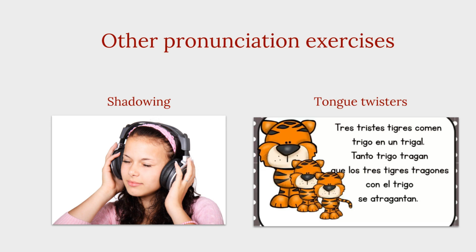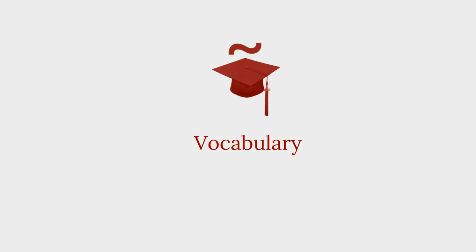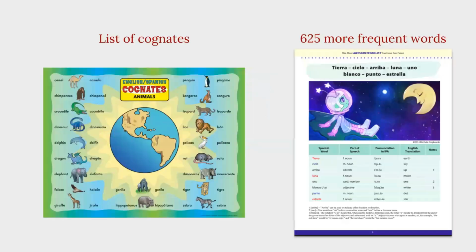Once we have grasped pronunciation, we can move to vocabulary. And in this step, it's very important to focus on the most frequent vocabulary first. And for that, we can start with a list of cognates. These are words that have the same origin in 2 languages and are very similar or even identical. And in Spanish and English, there are a lot of them.